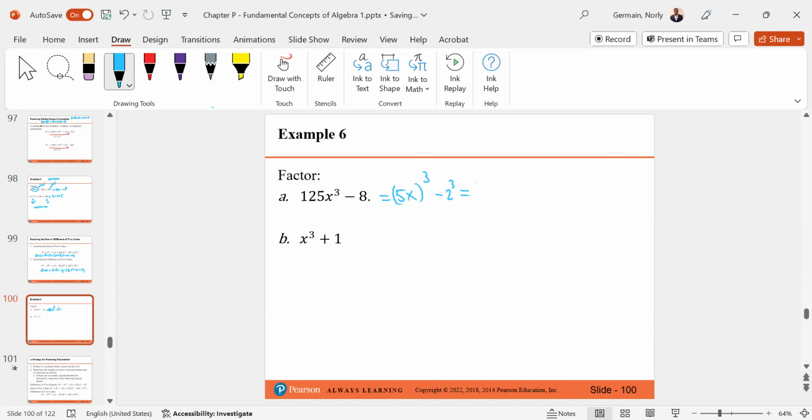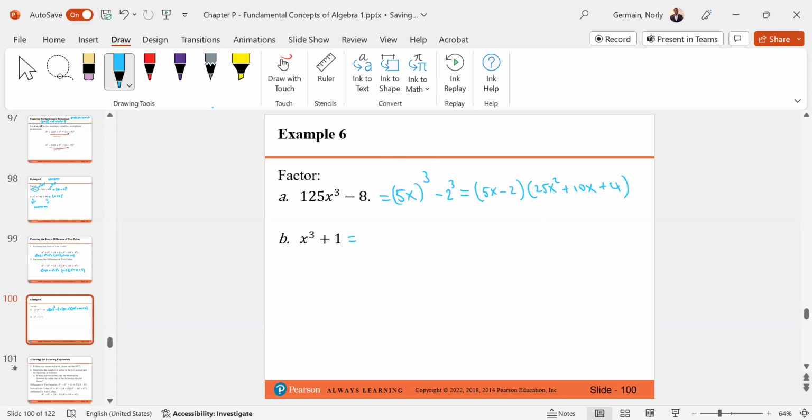Now, as the technique says, if you have a negative in the middle, you keep the negative in the first parenthesis, but no negative in the second one. Now, a squared, 5x squared, is 25x squared, plus ab, that means 5x times 2 gives you 10x, plus b squared, 2 squared gives you 4. That makes sense? If it makes sense to you, then it makes sense to me. But we can continue and try some other examples.